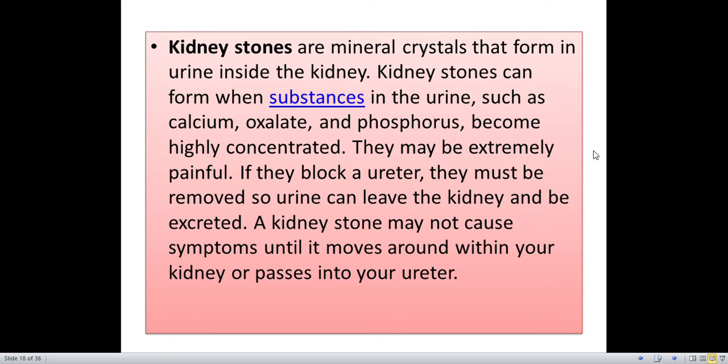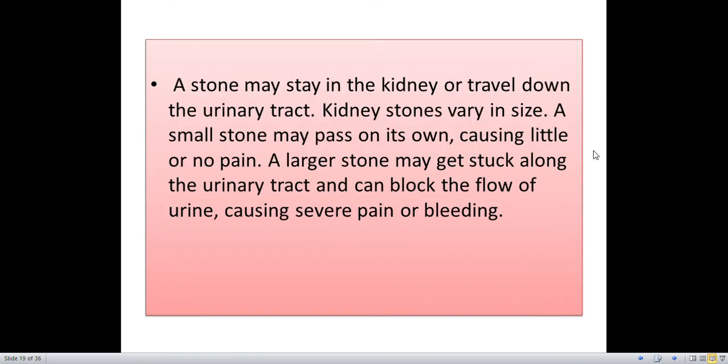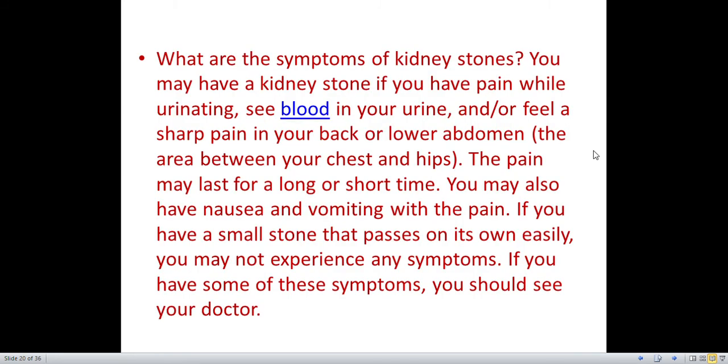A kidney stone may not cause symptoms until it moves around within your kidney or passes into your ureter. A stone may stay in the kidney or travel down the urinary tract. Kidney stones vary in size. A small stone may pass on its own, causing little or no pain. A larger stone may get stuck along the urinary tract and can block the flow of urine, causing severe pain or bleeding.